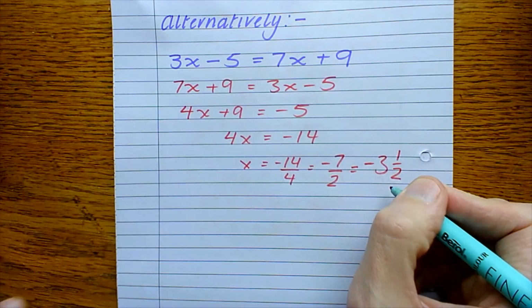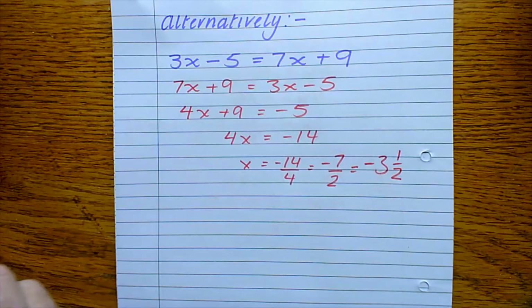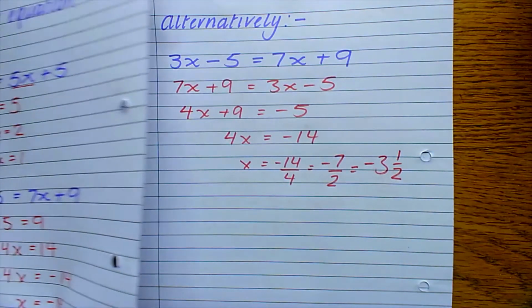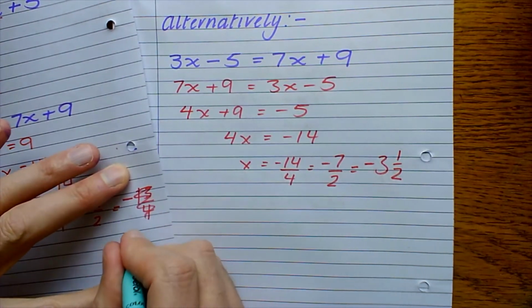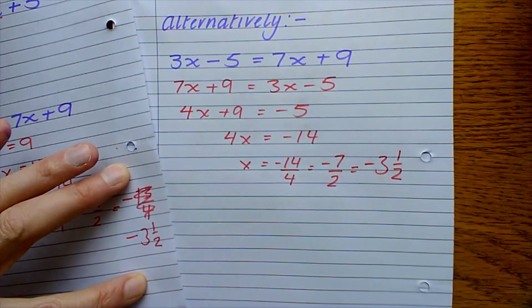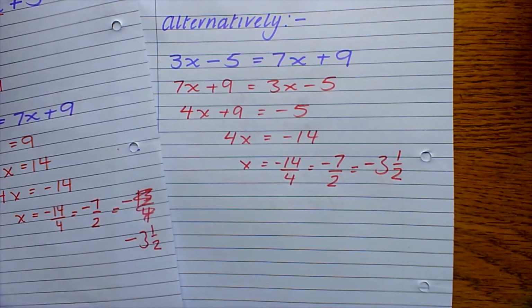I've just realised that I have made a mistake there in the other one. Let me go back and check. Yes, minus 7 over 2 in the previous one should be minus 3.5. I don't know what I was thinking of there. Okay, you'll need to go back and change that. Sorry about that.